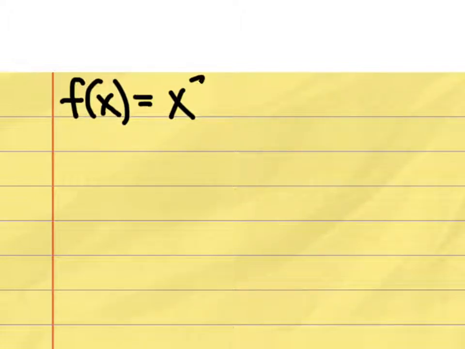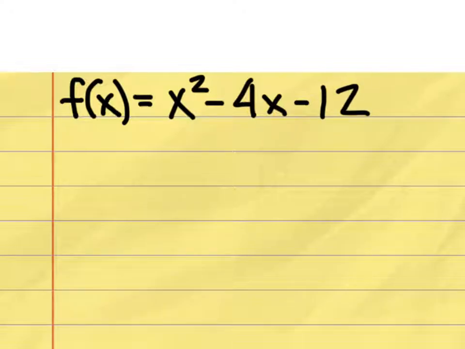The first practice problem is f of x equals x squared minus 4x minus 12. You want to find your vertex. Find the vertex by doing x equals negative b over 2a.